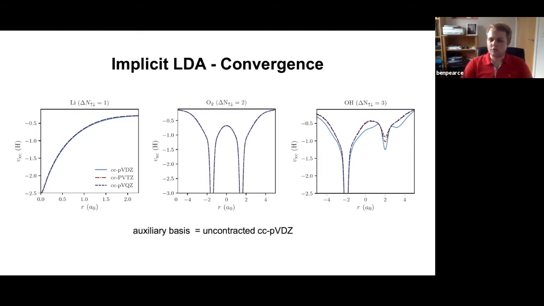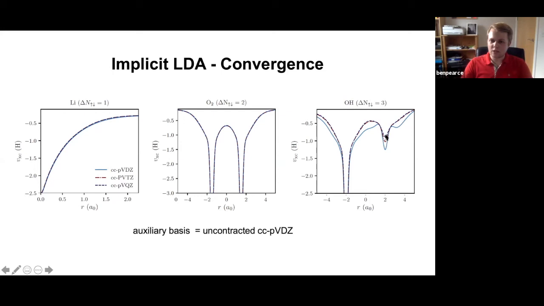These results are all for a fixed, uncontracted double zeta auxiliary basis. And you can see that we're increasing the orbital basis to check for convergence here. I think it's fairly obvious that for the first 2 systems, we're pretty much converged even at double zeta. We don't necessarily need to venture up to higher orbital bases, but clearly for the OH radical, we do need to jump at least up to triple zeta.